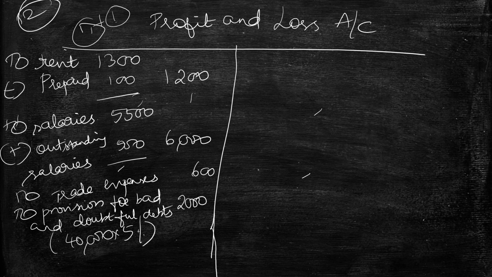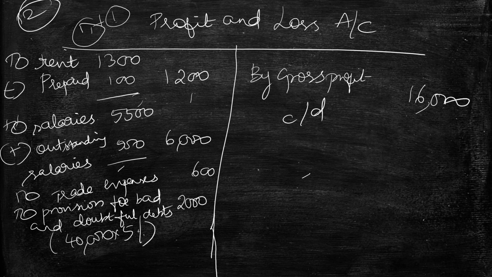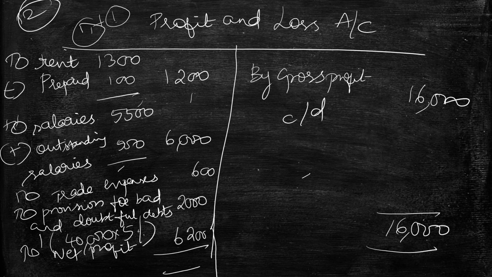Next, for the credit side, we are going to carry forward the gross profit, which we have found in the trading account, which is 16,000. So from 16,000, I am going to deduct 1,200, 6,000, 600, 2,000. So we are getting a net profit of 6,200. So we have found a profit of rupees 6,200.